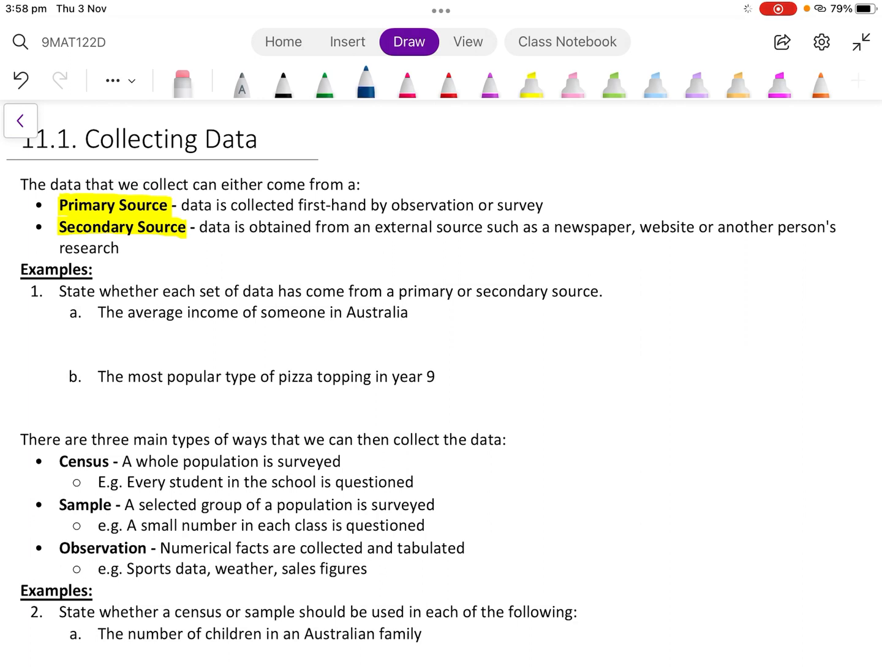So for the average income of somebody in Australia, you would get this from a secondary source. That means that you will look it up on a website, you might look it up in the newspaper, or you might have somebody else do the research. For the most popular type of pizza topping in Year 9, that would be a primary source. So you would go around firsthand and observe or do a survey of everyone in Year 9 to ask them their favourite type of pizza topping.